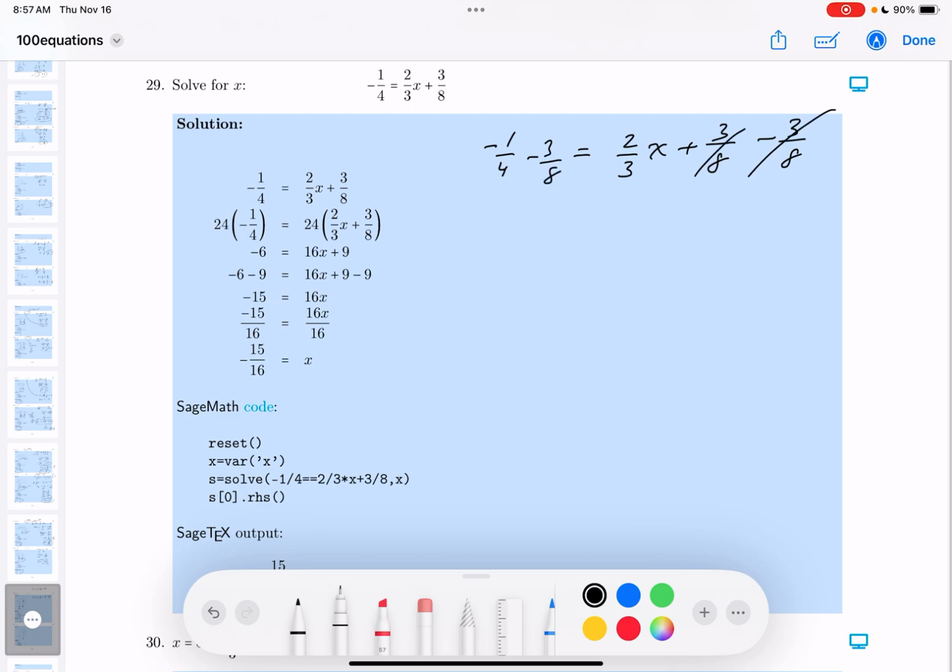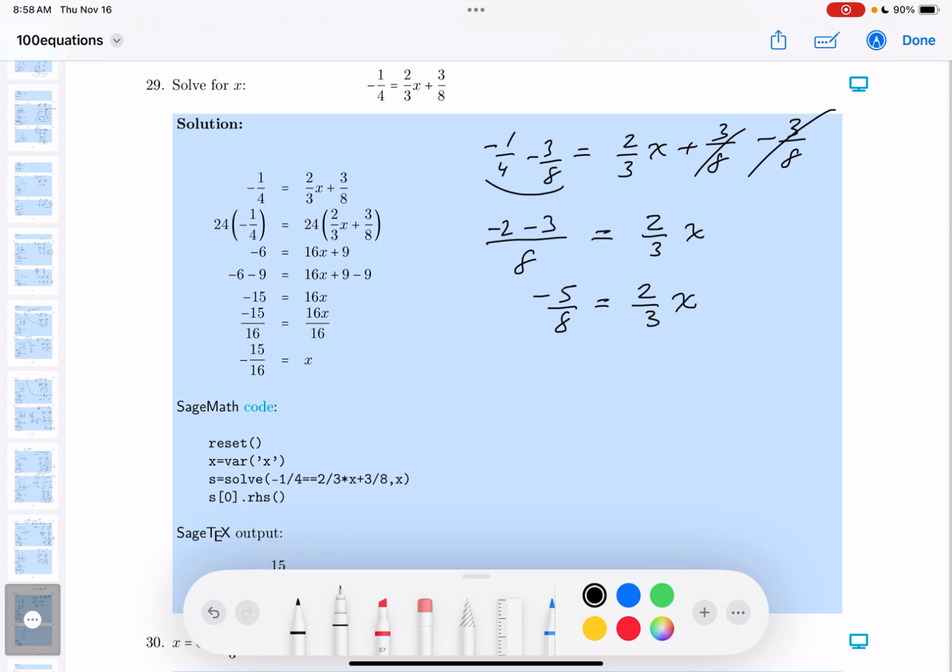What happens here? These cancel off, and you're left off with 2/3 of an x. Now this is where it might get a little complicated, but it's not that bad. Common denominator is 8. I have to multiply the 4 by 2, so it's minus 2, and then it's going to be minus 3. So what do you get there? Minus 5/8 is equal to 2/3 of an x.